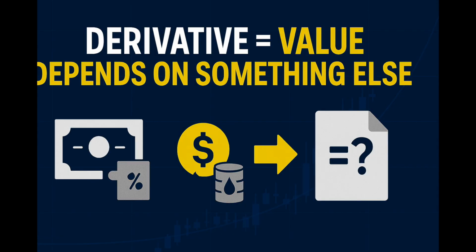A derivative is a financial product, a contract whose value depends on something else, like a stock, currency, or commodity. This means you don't own the stock or ETF itself, you kind of bet on its development.